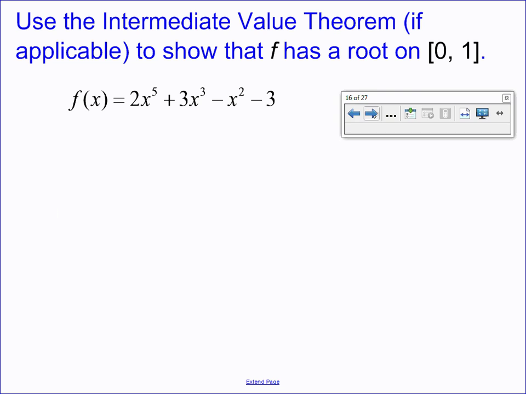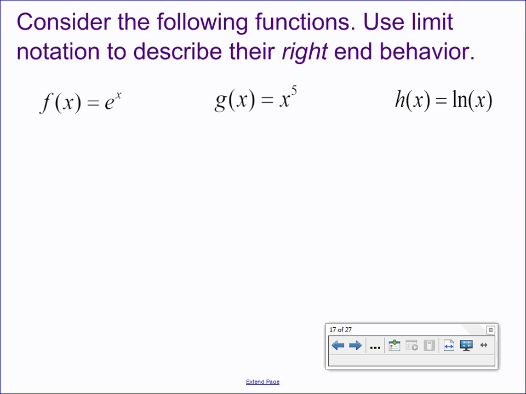All right. What I'd like to do then is take a look and switch gears as we move towards something new, and that's comparing relative growth rates. And we've tiptoed around this in the AB curriculum, and again this year with L'Hopital's rule as we extended our discussion to include some more indeterminate forms. Guys, consider these following functions. I want you to use limit notation to describe the right end behavior of each.